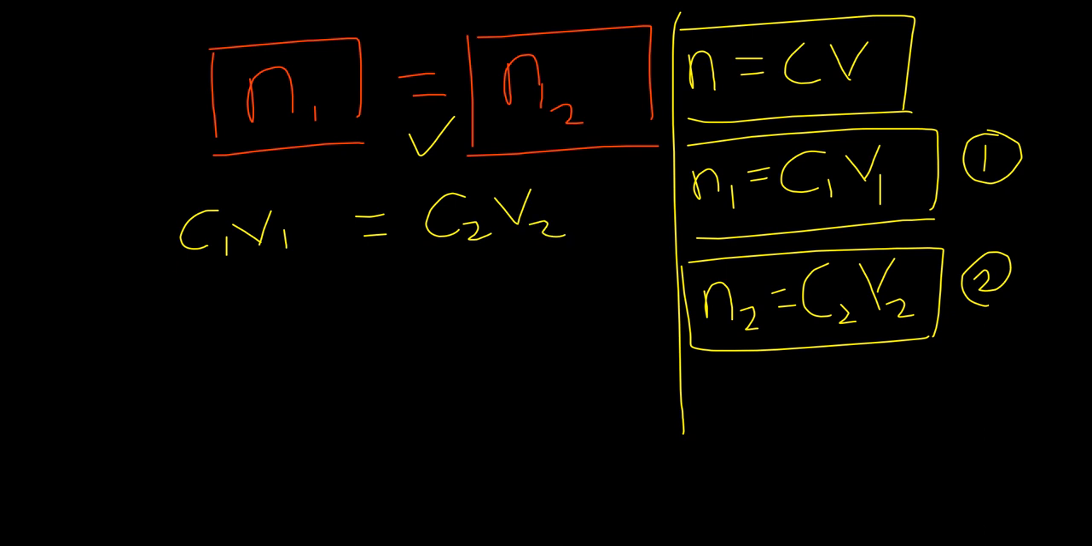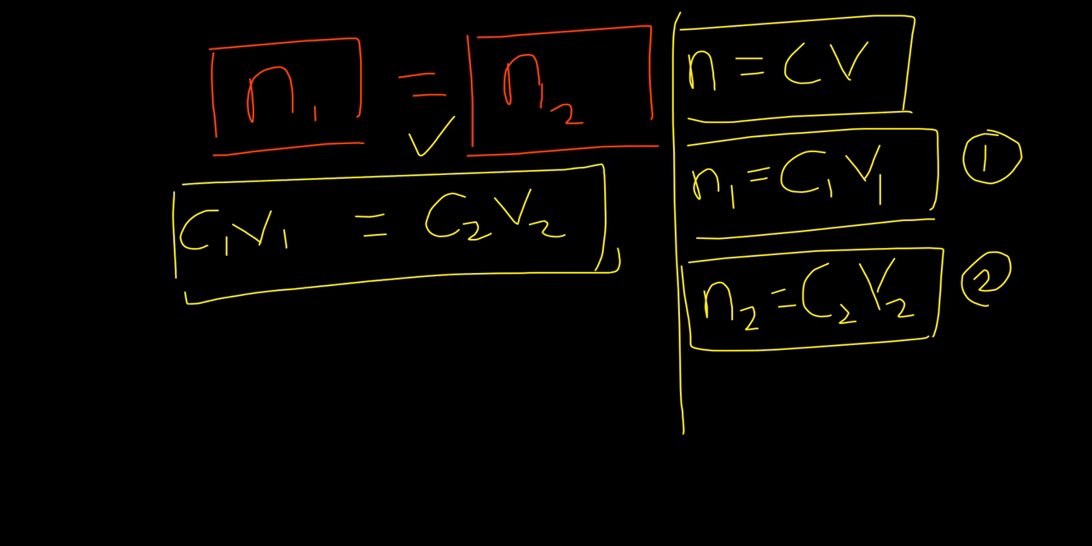This equation is even more important. What this equation is saying is that the amount of substance in a solution before dilution is the same as the amount of substance in a solution after dilution. That's what the equation is saying. C1 is the concentration of the solution before the dilution, and V1 is the volume of the solution before the dilution. After the dilution, you would have a new concentration, which is C2, and a new volume, which is V2.